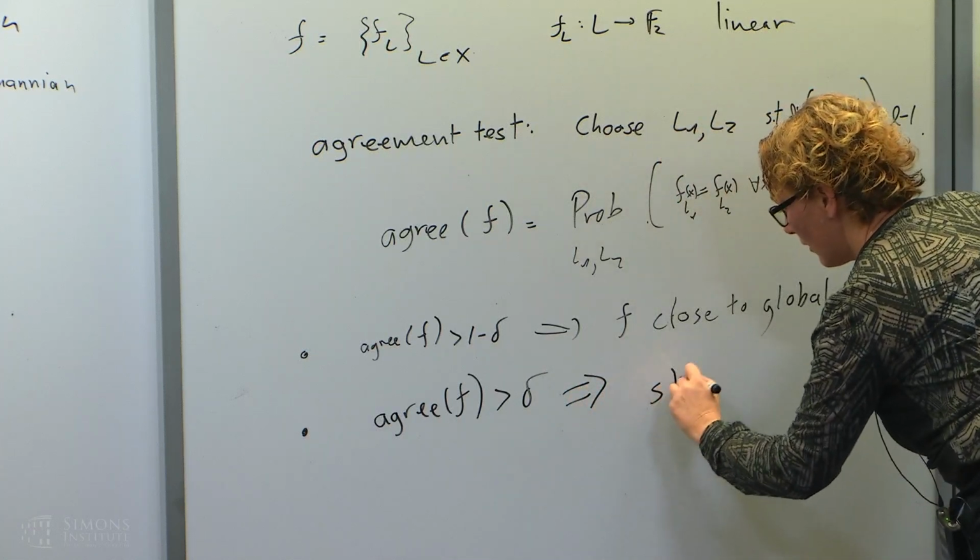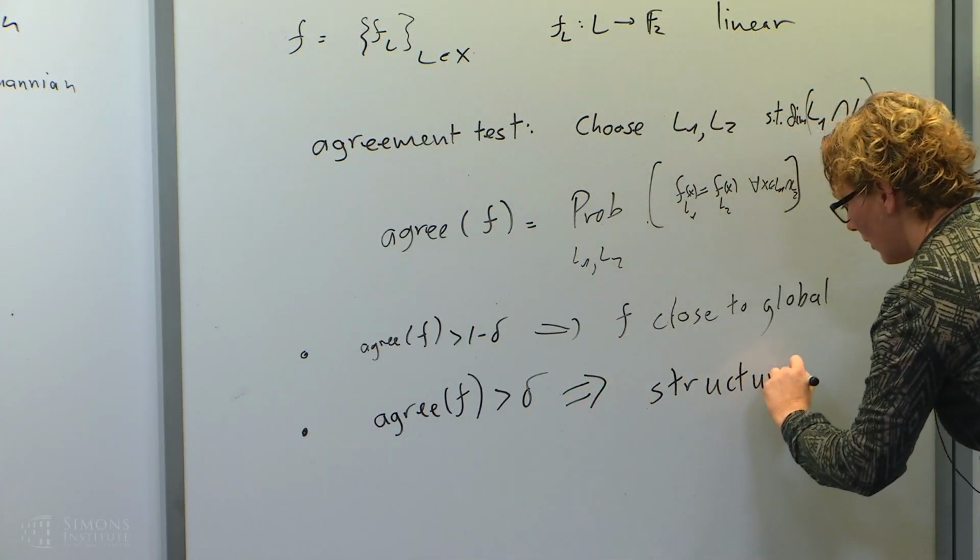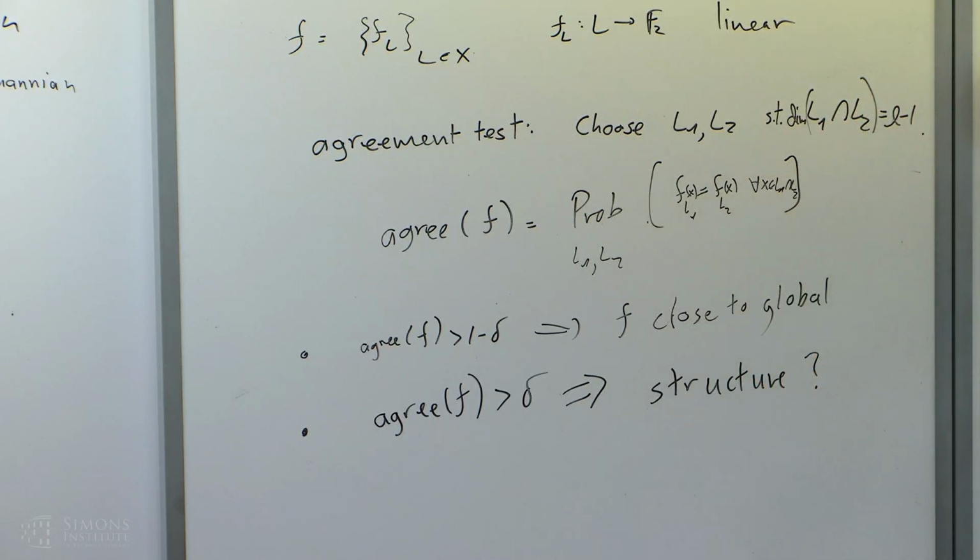Just a second. If it's more than 1 minus delta, then it's close to global. This is a result, so this is wishful thinking. No, this is true. That's what they call in arithmetic complexity the 99%. This is the 99%, and this is the 1%, right?